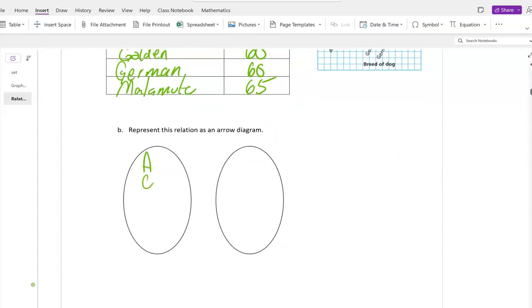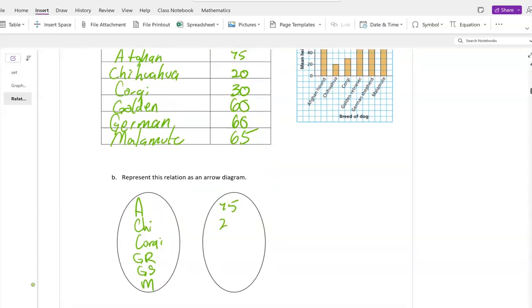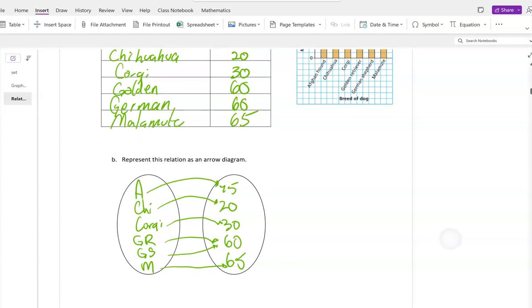So we'll have the Afghan, the Chihuahua, the Corgi, the Golden Retriever, the German Shepherd, and the Malamute. And we have 75, 20, 30. I don't have to write 60 twice. So I'm going to have these arrows that connect the dogs with their height. And you can see the German Shepherd and Golden Retriever both go to the same height. Okay, so I would expect to have a question like that where you're going to have to represent a relation in different ways. Okay.